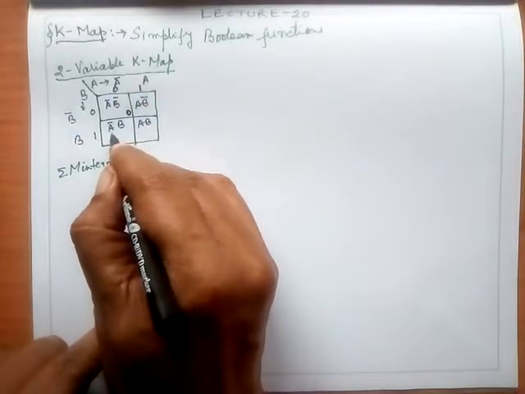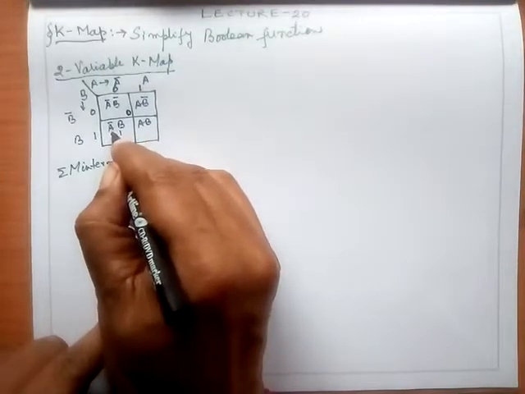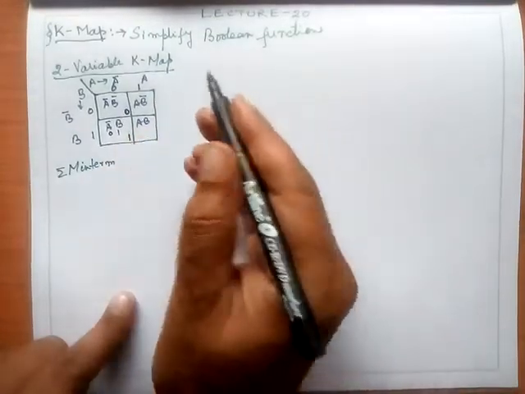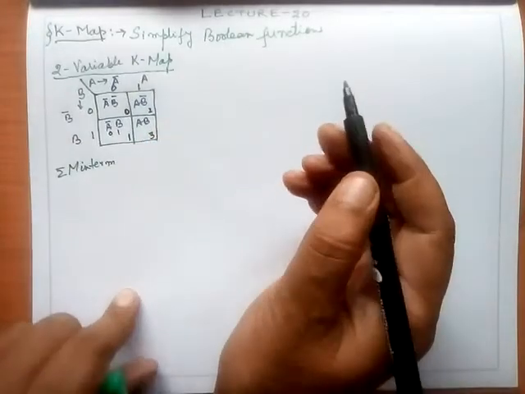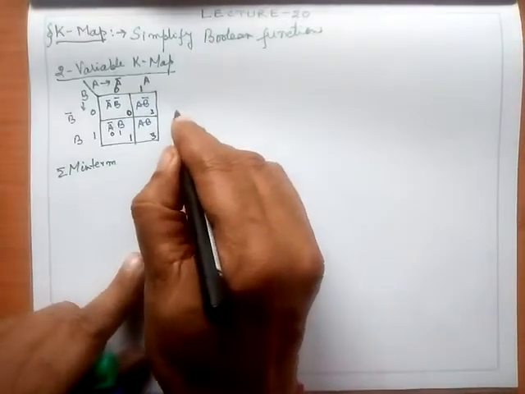So it is 0, 1, and the decimal equivalent of 0, 1 is 1. This decimal equivalent is 2. And this decimal equivalent is 3. So for a min term, I represent this equivalently.